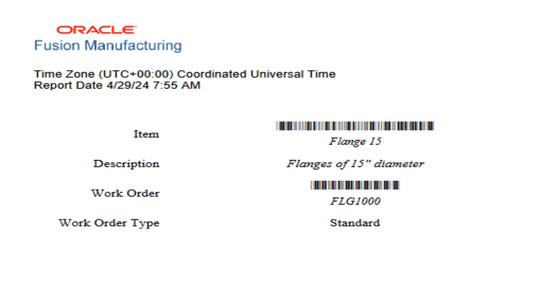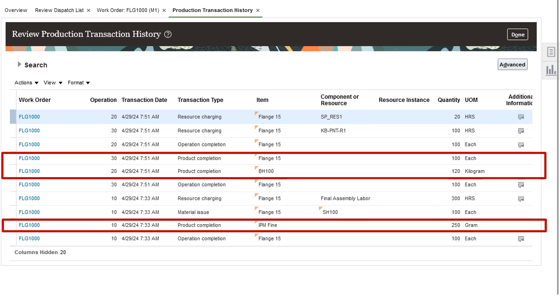Labels are printed for the outputs. The transaction history shows the product completion transaction for all outputs. This completes the demo on how to perform operation transactions for a work order with multiple outputs, and complete the outputs to inventory. This also completes all the demos for the feature, Define Additional Outputs, in Discrete Manufacturing Work Definitions and Work Orders. Thank you for watching.